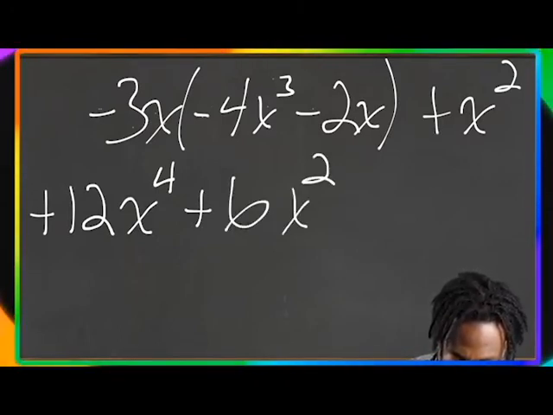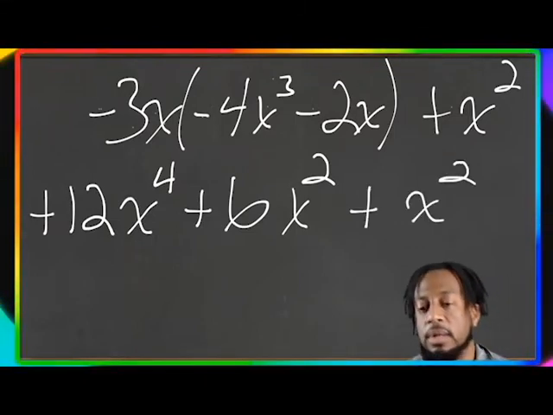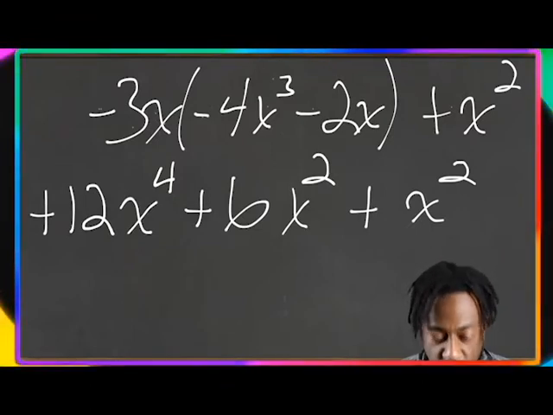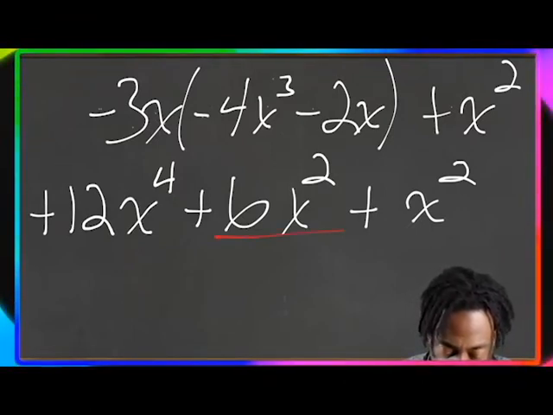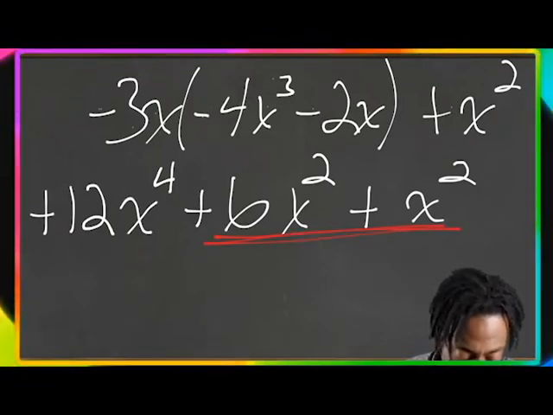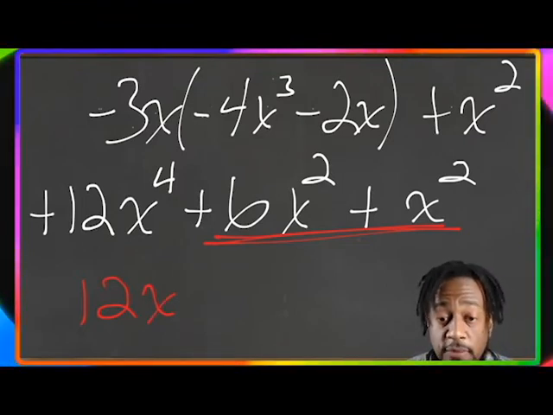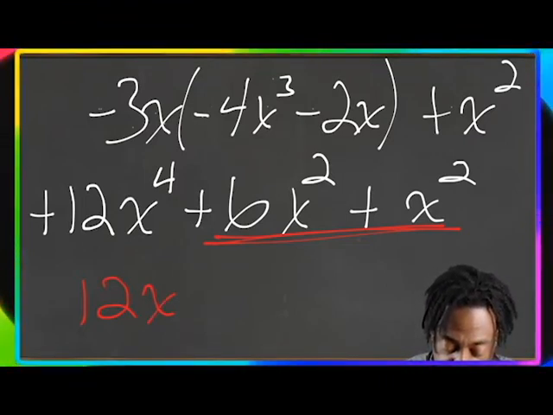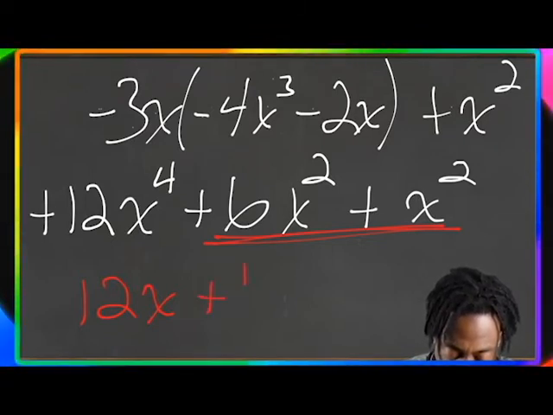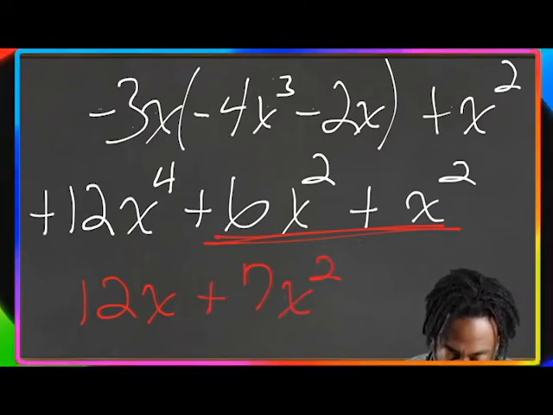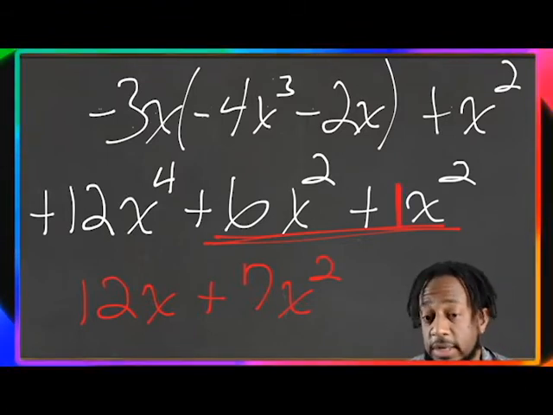X squared. Bring down a positive x what? Squared. Are you done? Of course not, because we have like terms over here. So we have to combine the like terms. We don't need the positive anymore. 12x. We have 6x squared plus an x squared will give me what? 7x squared. Because what's here? There's a 1 here. Automatic 1. If it was nothing there, it'd be 0.